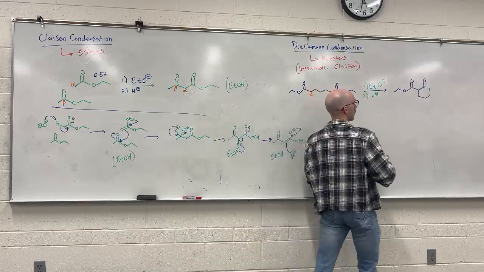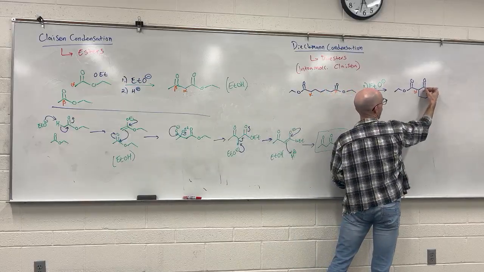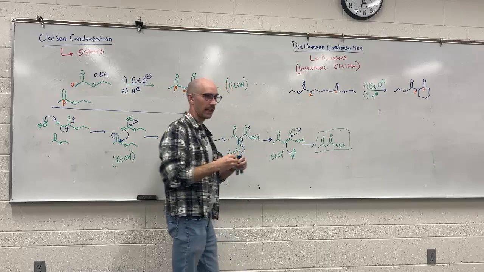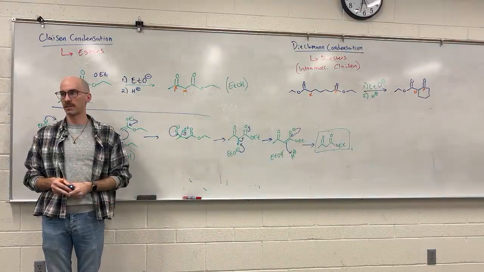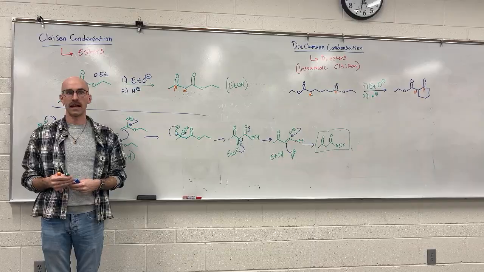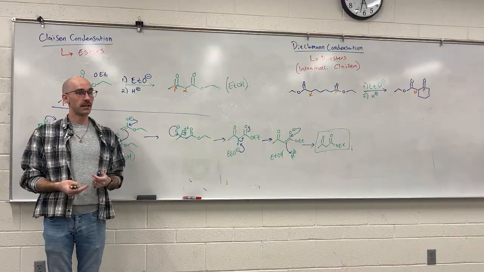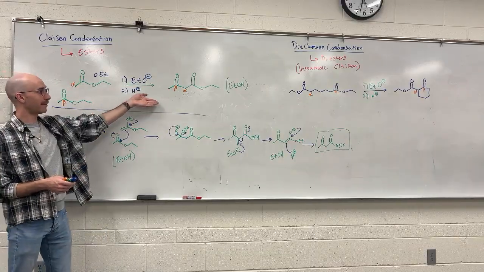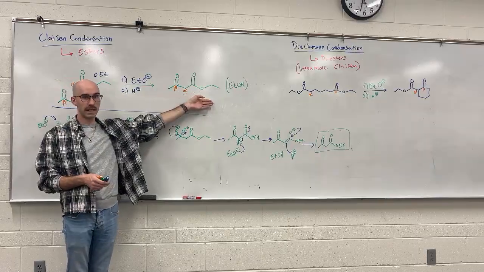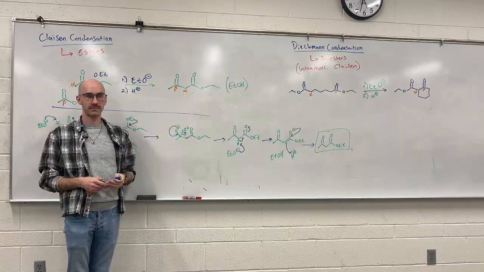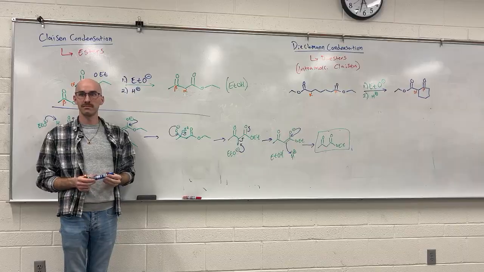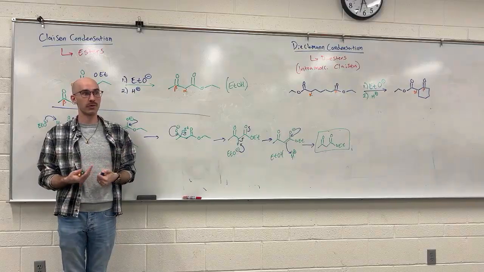Again, alpha has just attacked beta, and I now get my intramolecular Claisen reaction. I have a beta keto ester, but instead of having a linear beta keto ester, I also have a ring in my new product. I've formed a ring through this reaction.